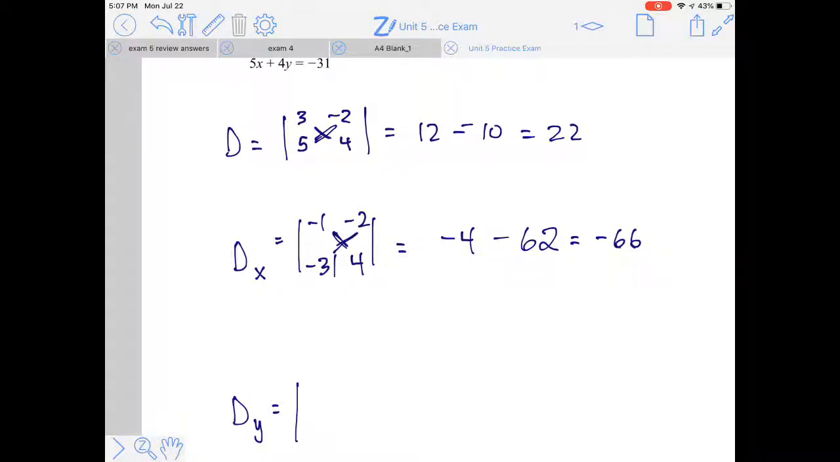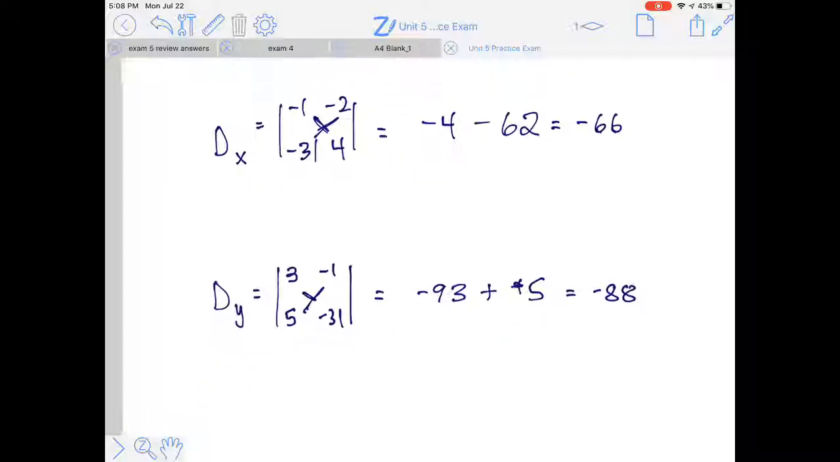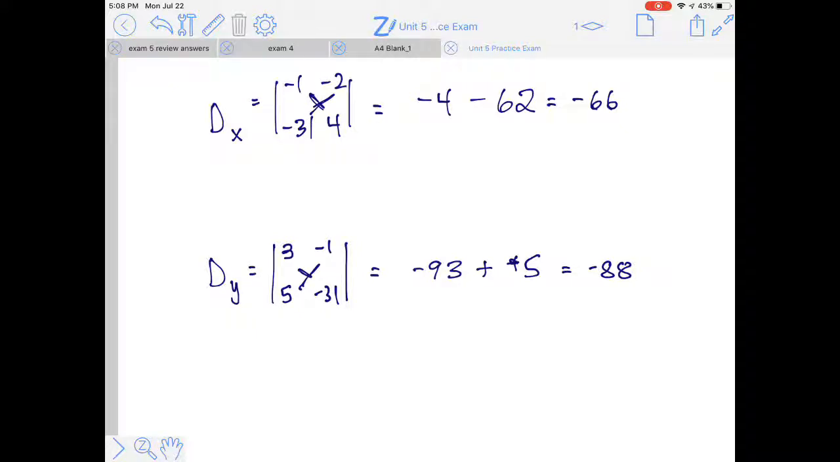Now this determinant is going to have the -1 and the -31 in the y column. The x column stays the same. So this product is -93 minus that product, which is -5. So -88. And then for D sub x, you would take -66 divided by 22.